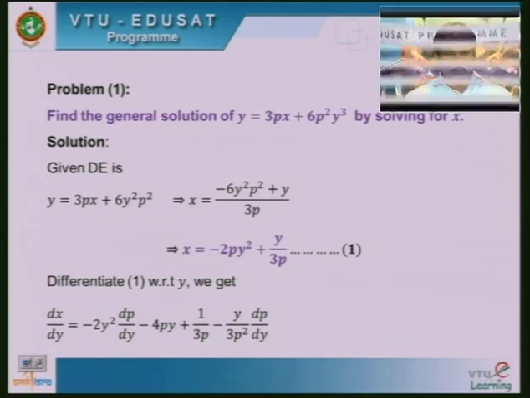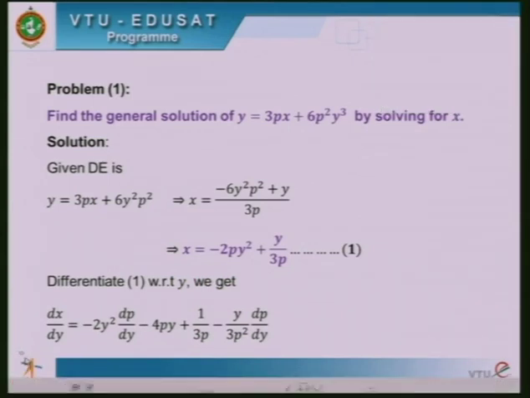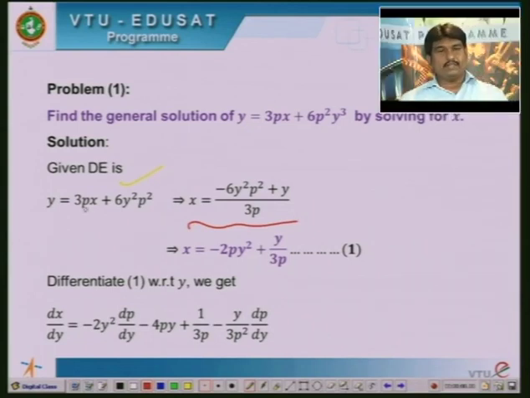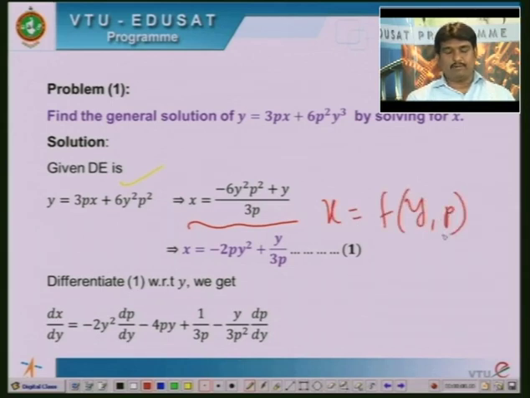Find the general solution of the equation y = 3px + 6p²y³ by solving for x. Now the given differential equation is y = 3px + 6y²p². Simplify that: take 6y²p² to the left hand side and divide by 3p to get this equation in the form x = f(y, p).